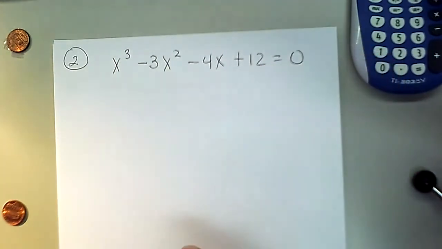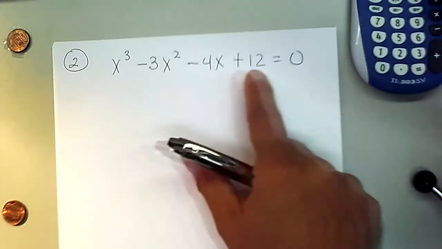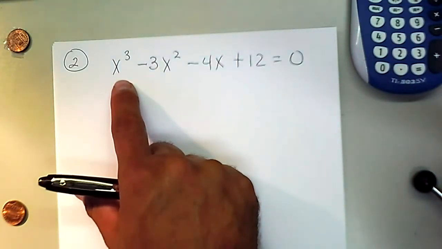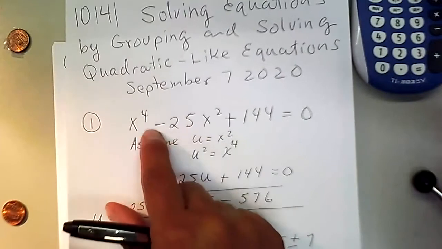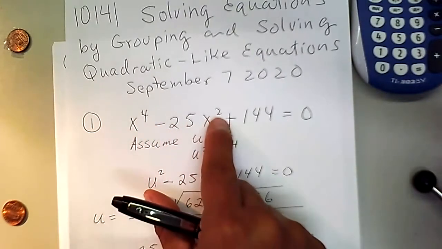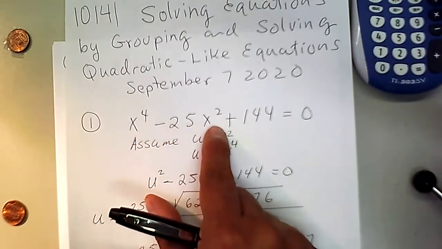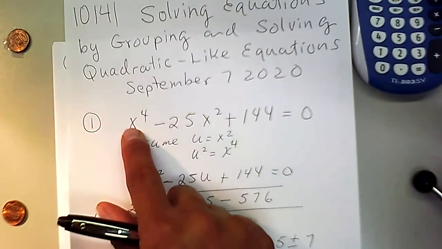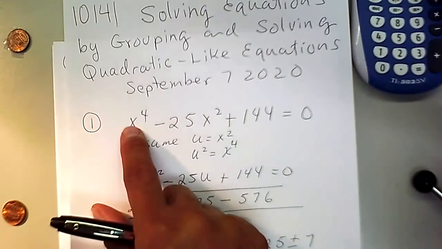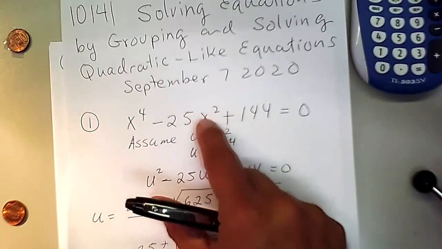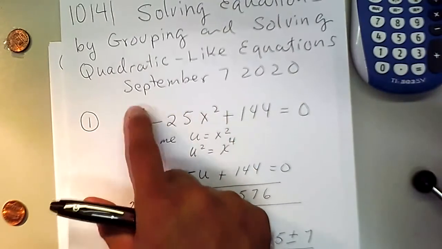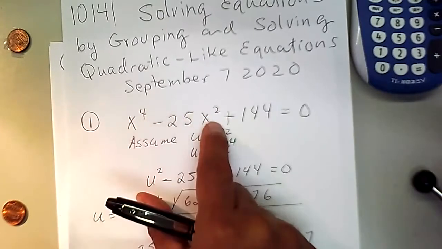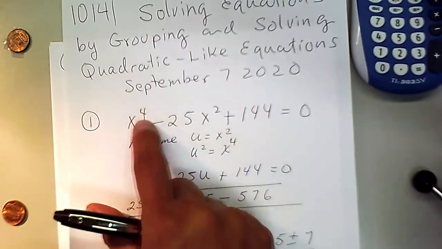equal to 0. Now, this polynomial is not a quadratic-like equation. In a quadratic-like equation, we typically have two terms, where one of the parts is present and the other part is the square of that. So there are two, no more x's, just two, and one is the square of the other.